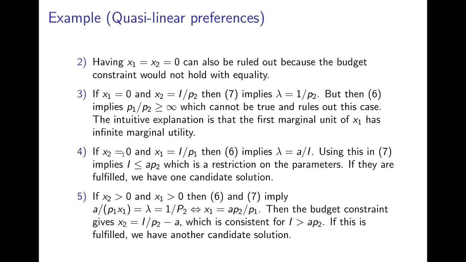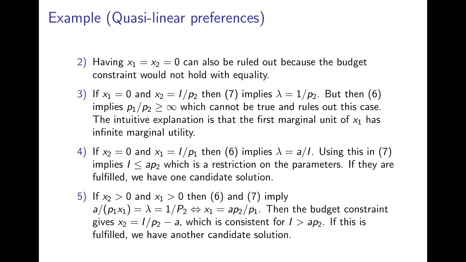Then in case of 3, if we assume that x1 is equal to 0 and everything is spent on x2, then we can consume the budget divided by the price of good 2 in terms of x2. Then equation 7 from the previous slide would imply that lambda is 1 divided by p2, but then equation 6 would imply that p1 over p2 would be greater or equal to infinity, which cannot be the case.